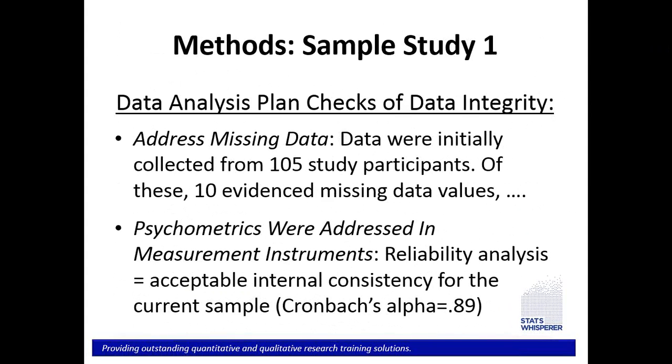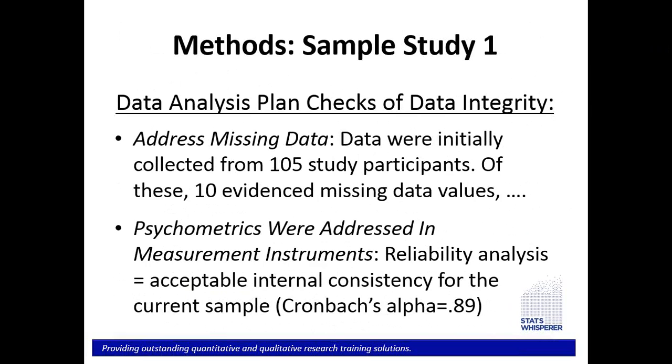So then we address missing data. In the book, you'll see it's detailed. The data were initially collected from 105 study participants. Of these, 10 had missing data values. Now we decided to keep the ones that had at least 80% complete data on the 5-item happiness scale. So 5 were included, and the 5 that only provided 60% and 40% data were excluded. So 10 had missing data, 5 were included in analysis, and 5 were excluded from analysis.